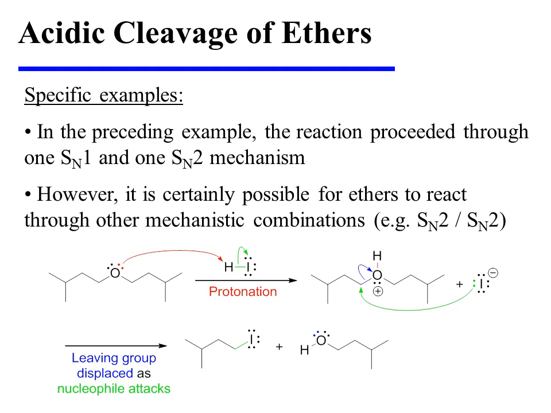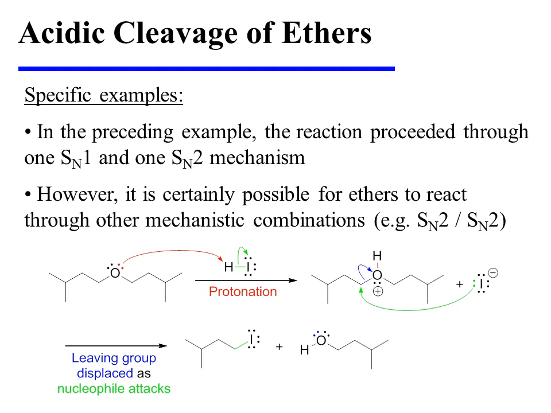In the generic mechanism, and in the preceding example, the reaction proceeded through one SN1 and one SN2 mechanism. However, it's certainly possible for other ethers to react through other mechanistic combinations. For example, 2 SN2 reactions.